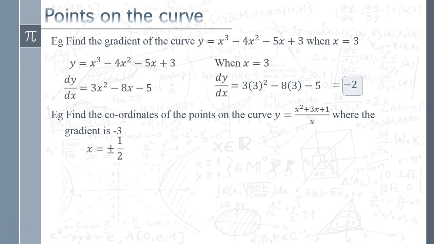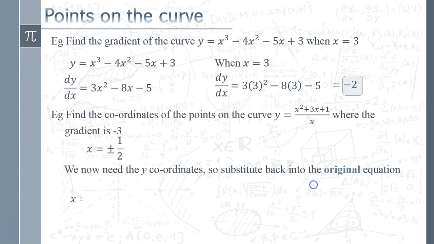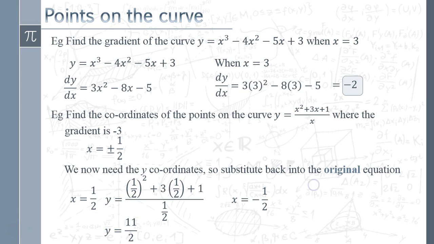Here we go. So plug back in. When x equals a half, we get that, which all ties up and becomes 11 over 2. And again, you've got to calculate. If you're not particularly happy doing that all in your head, you can just whack it into a calculator. And when x equals minus a half, we end up with y equals a half. So what we've got there is our 2 coordinates.